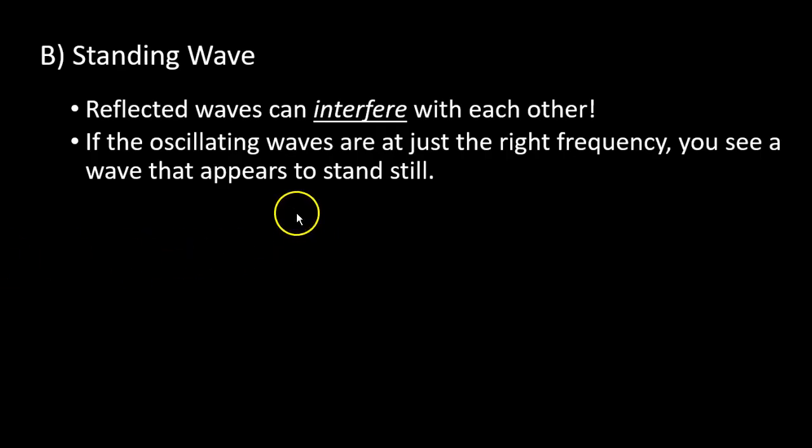Next thing, part B, something called a standing wave. And a standing wave is really something that occurs when you have waves that are reflecting and interfering with each other. When we send waves down a string, we can usually tell what direction they're going. They're sliding to the right, for instance. But if waves look like they're standing still, that's kind of interesting. And that occurs if you have just the right scenario.